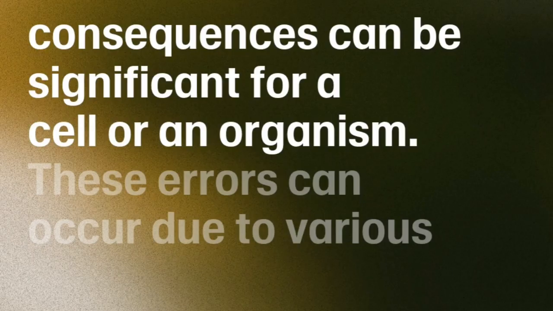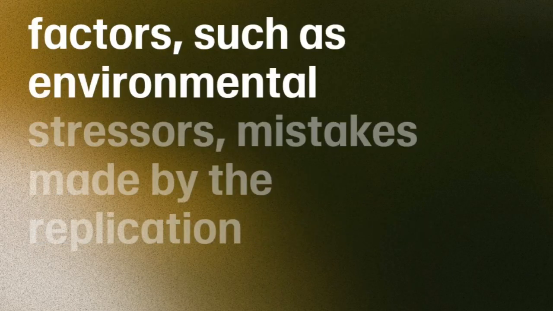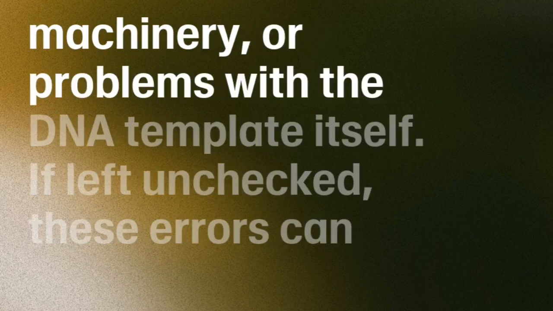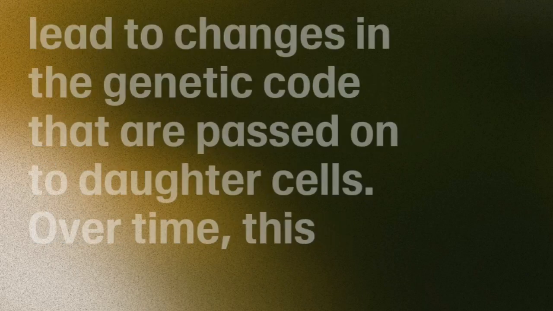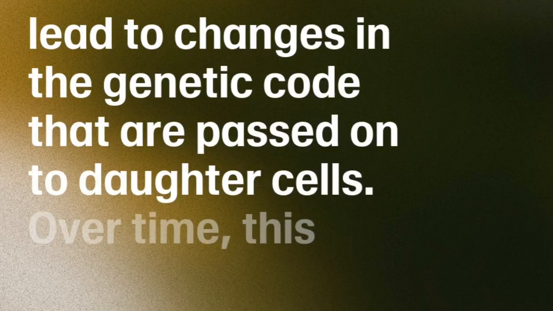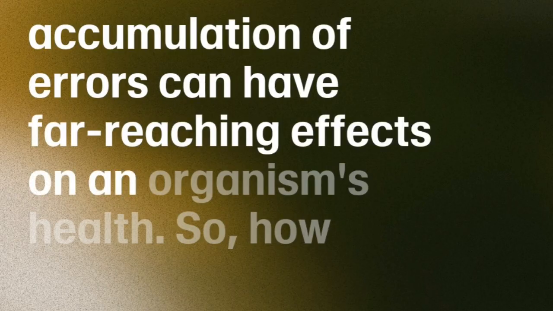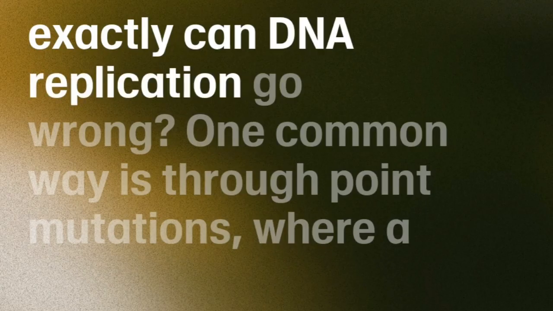or an organism. These errors can occur due to various factors, such as environmental stressors, mistakes made by the replication machinery, or problems with the DNA template itself. If left unchecked, these errors can lead to changes in the genetic code that are passed on to daughter cells. Over time, this accumulation of errors can have far-reaching effects on an organism's health. So, how exactly can DNA replication go wrong?